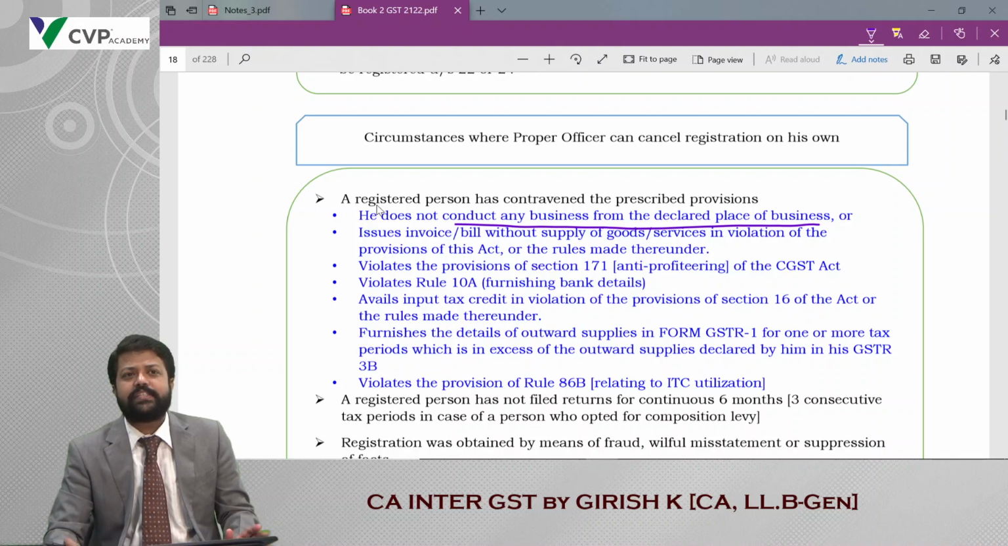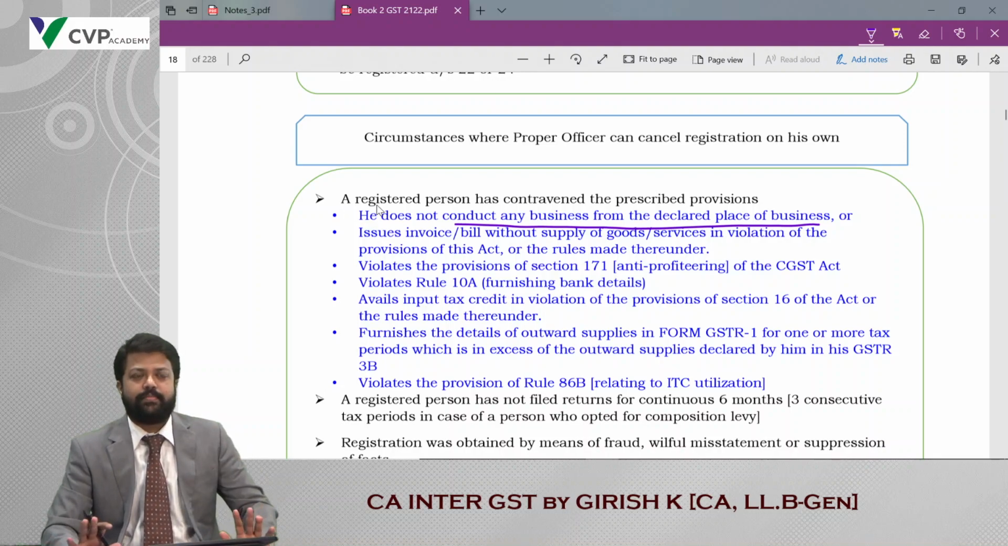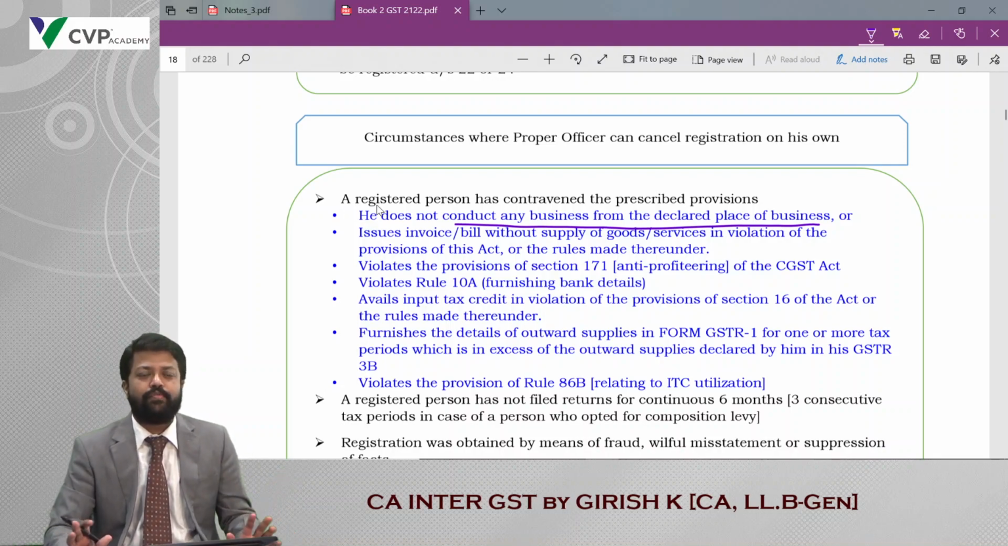Simple. He will see the last 6 returns. If zero turnover is mentioned in all the 3Bs, sometimes what happens, I mean, out of the law perspective, I will give you a practical scenario.